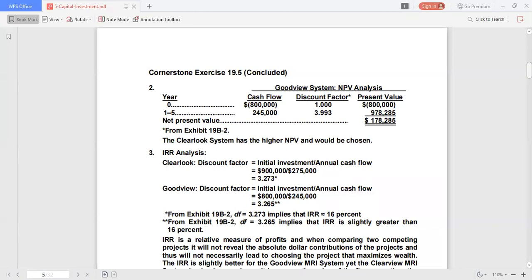Now, in number 3, what if Keating Hospital wants to know why IRR is not being used for the investment analysis? Calculate the IRR for its project and explain why it is not suitable for choosing among mutually exclusive projects. So in number 3, we have the Clearbook. The discount factor is here, the 3.273. In the IRR analysis, first we have to divide the initial investment by the annual cash flow.